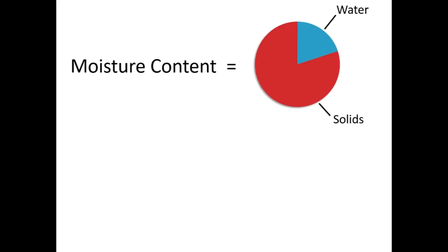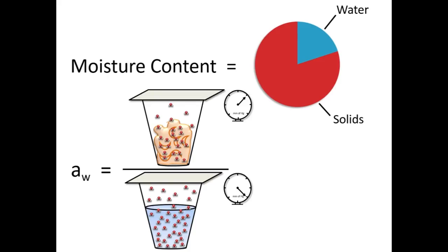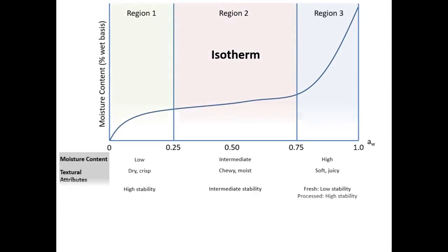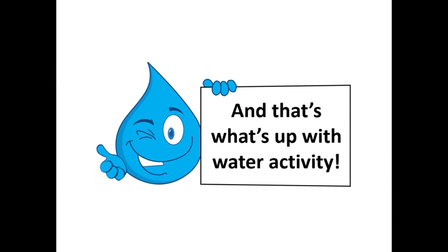So, to summarize, moisture content is the amount of water in a food, while water activity is the ratio of the partial vapor pressure of water in a food to vapor pressure of pure water at the same temperature and pressure. We can relate the concepts of water activity and moisture content using a graph called an isotherm, which we divide into 3 different regions. Foods in each of these water activity regions have different moisture contents, textural attributes, and shelf lives. So while moisture content and water activity both relate to water in foods, they have different definitions and implications. And that's what's up with water activity.